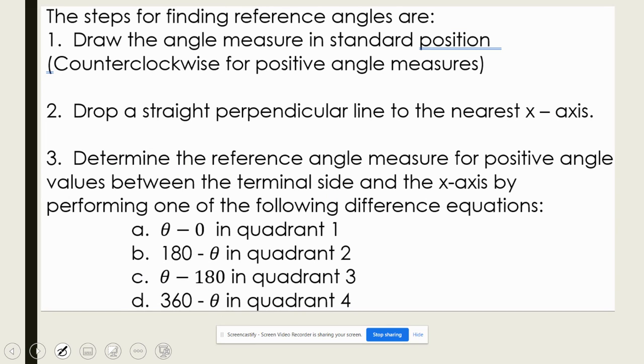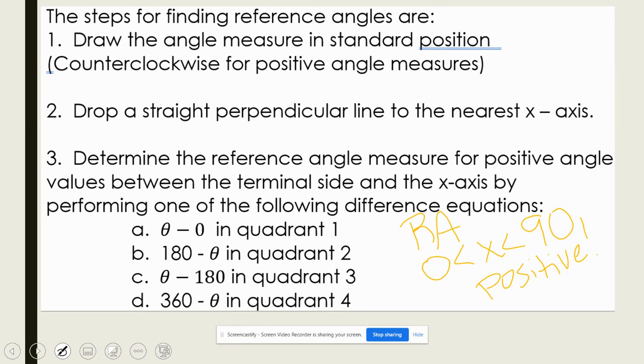So here are the steps for finding our reference angles, the ones that I just did. Gives you a way to find out the measure, because the biggest thing about a reference angle is that reference angles are acute, which means they have to be in between 0 and 90 degrees. And no matter what, they are always going to be positive. Always positive.